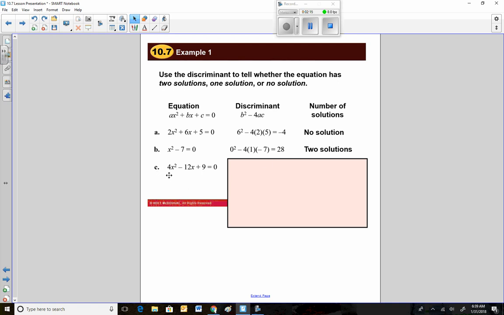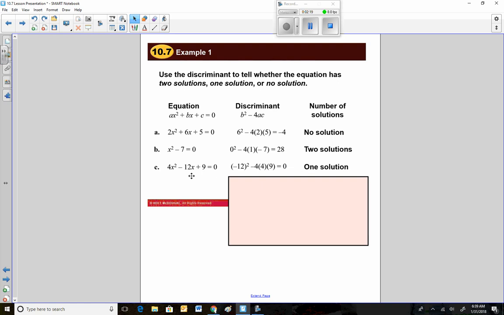Here's another quadratic, and so we go ahead and plug it in, put negative 12 in for your b value, minus 4 times your a value of 4, from right there, and your c value. And when you do all of the math here, you get 0. If the answer is 0, there is 1 solution. All right, so you got the idea?